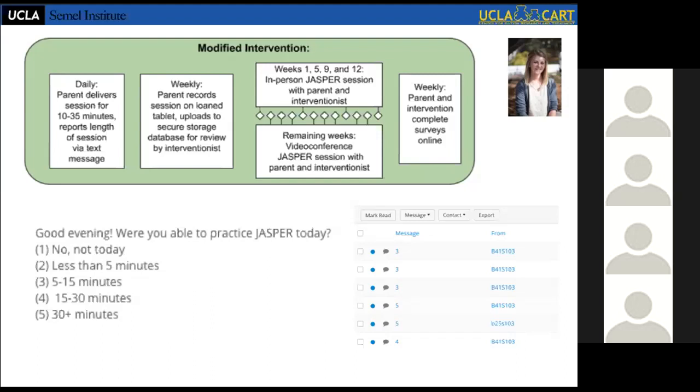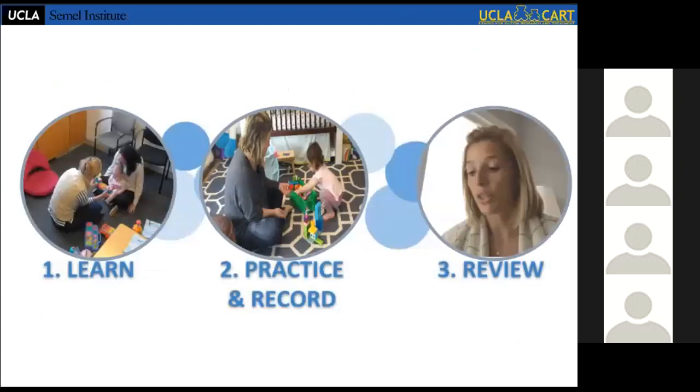uploaded to UCLA Box, and the interventionists at the sites evaluate the video, and then they do a Zoom session with the parent to give them feedback. And then the parent goes back and practices more, and then next week they do it again. So basically, it's a parent-mediated intervention that now is all being done in the home. And in the interest of time, I can't show you the videos of how this works, but I can share that with you guys if you want later.